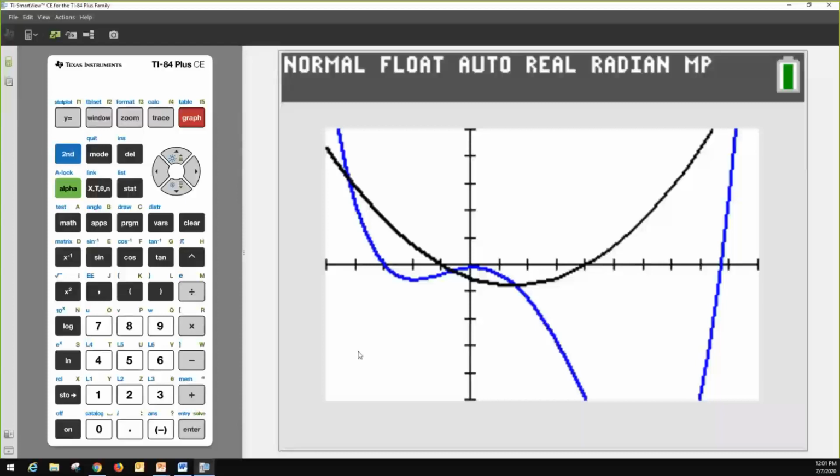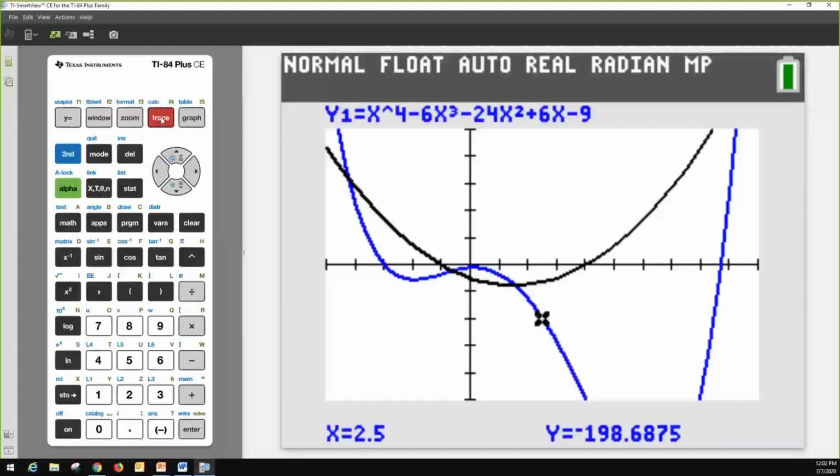The blue one is my polynomial degree 4, and as expected, I've got what appears to be a quadratic for the second derivative. And I need to know when is that second derivative greater than 0. So I can't solve greater than 0, but I can solve at the boundary points, that is when it's equal to 0. So I'll go second, calculate, and I'm solving, oops, let me try that again.